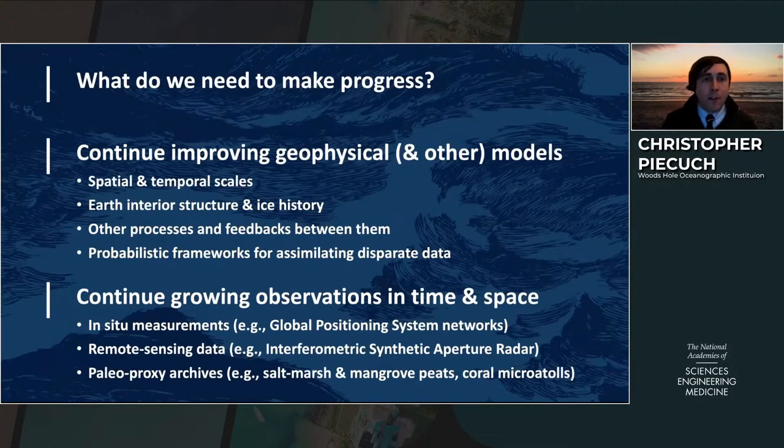So finally, to sort of point to the four talks that you'll see in a little bit, what do we need to make progress on these processes and problems that are identified with circulation and climate? Well, broadly speaking, there are two categories, again, which my colleagues will speak to in a few minutes and tomorrow. First is we need to improve models, both the geophysical models and others. We need to improve the spatial and temporal resolution and scales that we can resolve. We also need to improve our understanding of interior Earth structure and ice history, which we'll hear more about this afternoon from Pippa and Jackie.